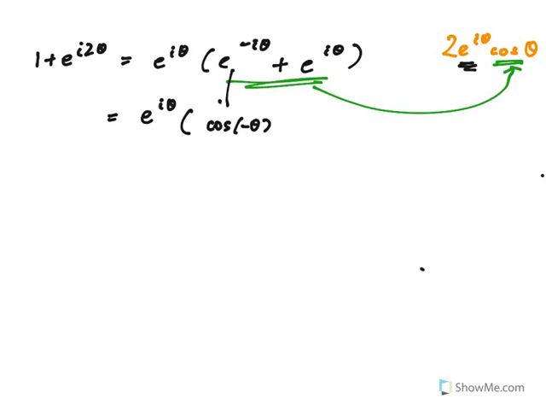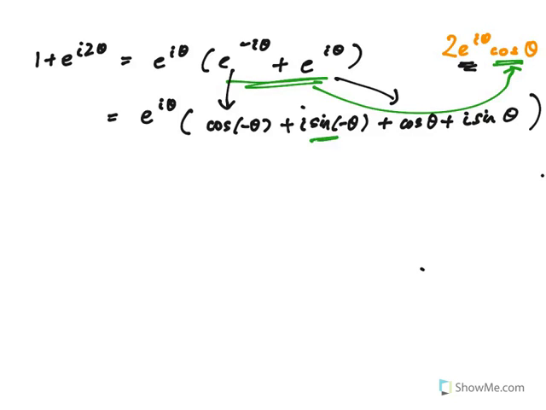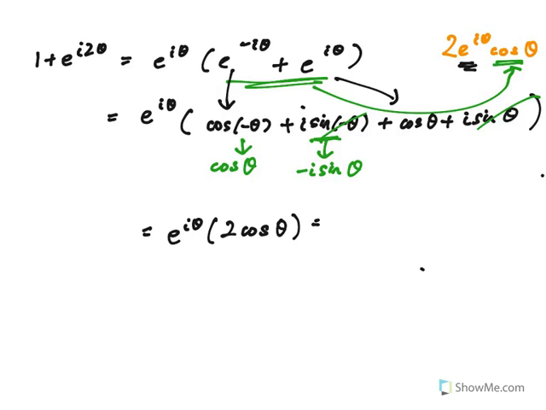This portion is going to give me i sin of negative θ, and this portion is going to give me cos θ plus i sin θ. You know that this is just equal to negative i sin θ, and this is equal to cos θ. So these two are going to cancel each other out, and you're going to be left with just e^(iθ), and within you are left with 2 cos θ, and the answer turns out to be 2e^(iθ) cos θ. That's all for part A, question 8a.